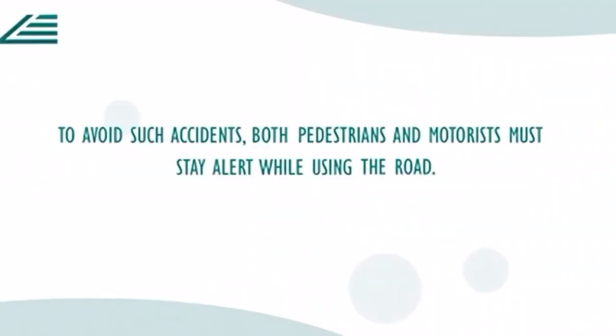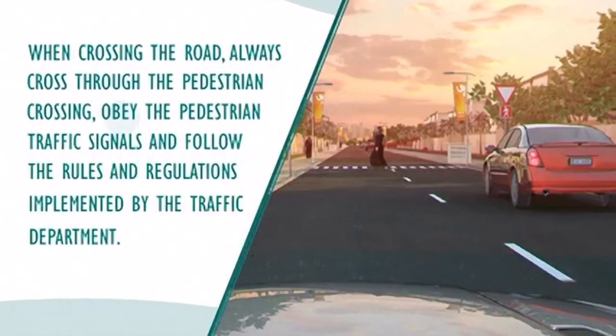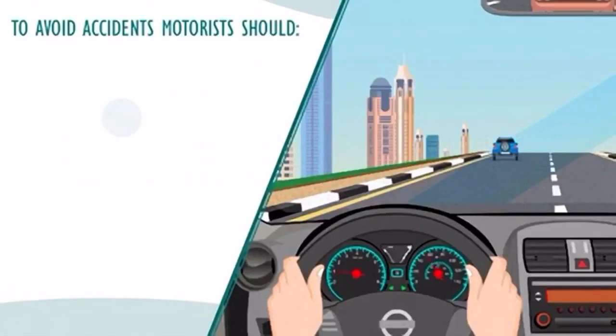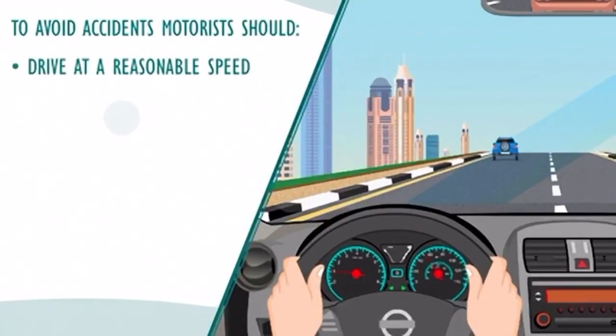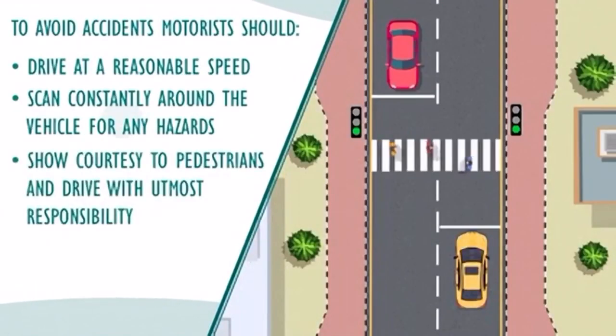To avoid such accidents, both pedestrians and motorists must stay alert while using the road. Being a pedestrian, it is hard to judge the speed and distance of the vehicles. When crossing the road, always cross through the pedestrian crossing, obey the pedestrian traffic signals, and follow the rules and regulations implemented by the traffic department. Motorists should take extra precautions while dealing with pedestrians because they are more vulnerable to traffic than vehicles. To avoid accidents, motorists should drive at a reasonable speed, scan constantly around the vehicle for any hazards, show courtesy to pedestrians, and drive with utmost responsibility.